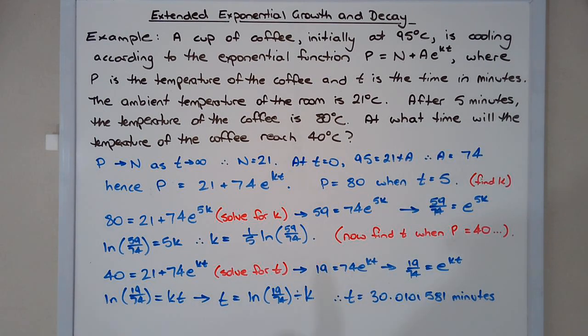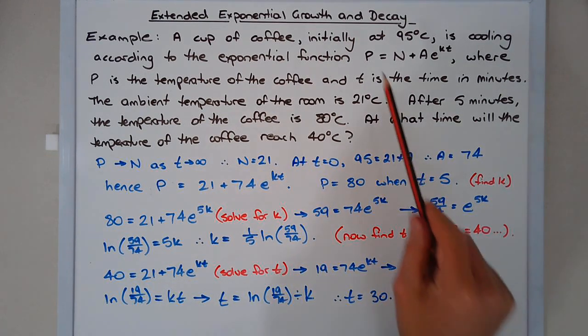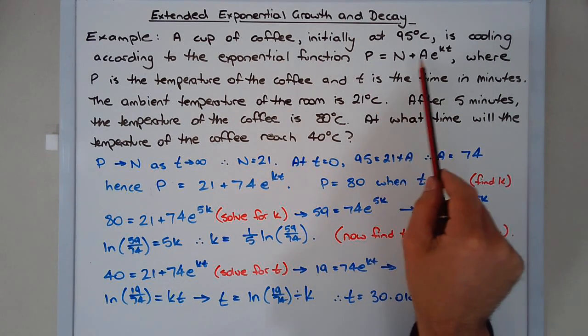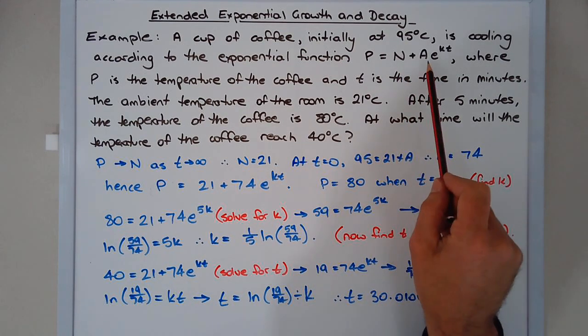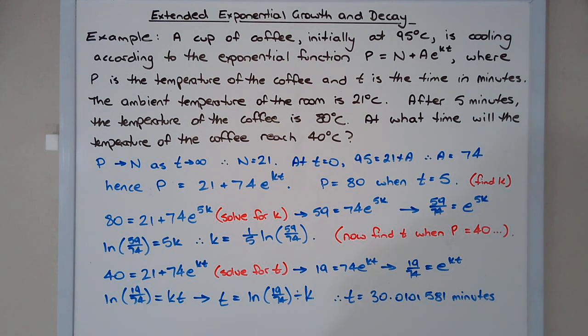Now let's think about what happens at time t equals 0, so the instant the coffee is poured. P is the sum of N and A. So 95 equals 21 plus A, since we've already found N. So therefore A must equal 74. So recall that the sum of N and A is the initial value of P, so the value of P when time equals 0. Hence we could write the formula as P equals 21 plus 74 multiplied by e to the power of kt.